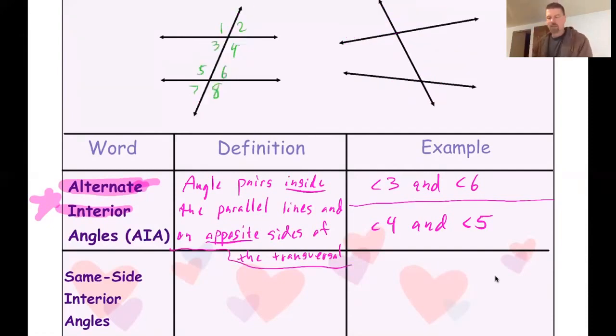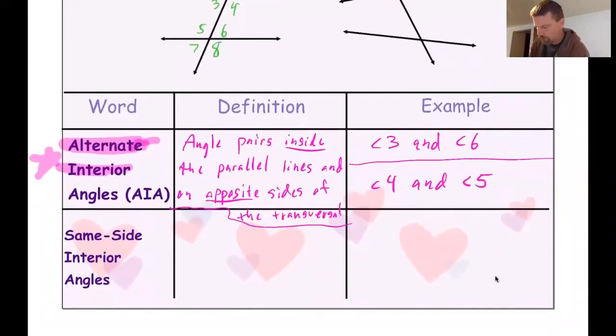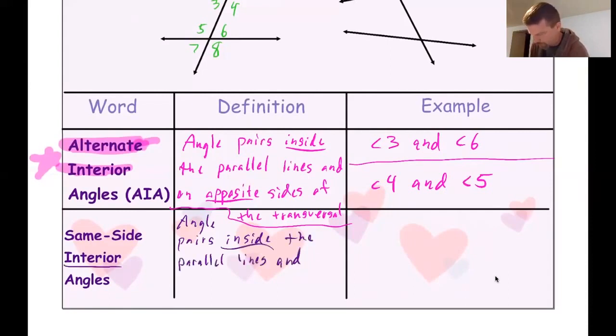All right. Same side interior isn't quite as important as alternate interior. Alternate interior is definitely the more important one, but same side interior isn't bad. It's the same type, same idea. It's on the inside, but instead of being on opposite sides of the transversal, they're on the same side of the transversal. So these would be angle pairs, again, inside because they're interior, the parallel lines, and on the same side of the transversal.